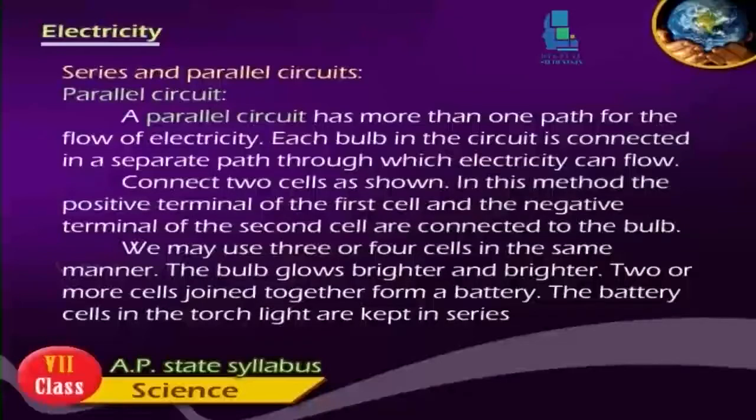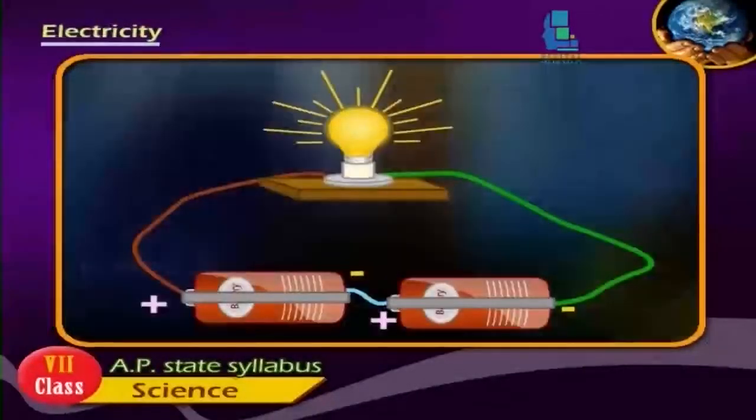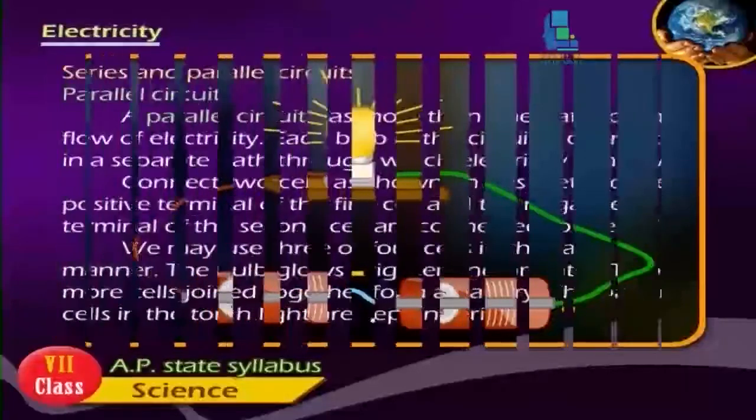Parallel circuit. A parallel circuit has more than one path for the flow of electricity. Each bulb in the circuit is connected in a separate path through which electricity can flow. Connect 2 cells as shown. In this method, the positive terminal of the first cell and the negative terminal of the second cell are connected to the bulb. We may use 3 or 4 cells in the same manner.